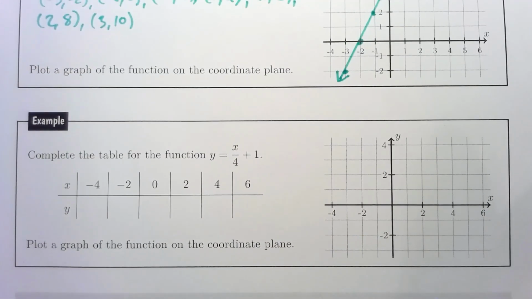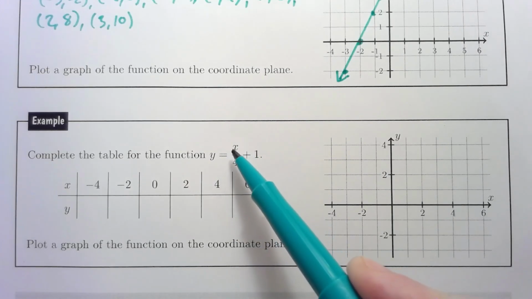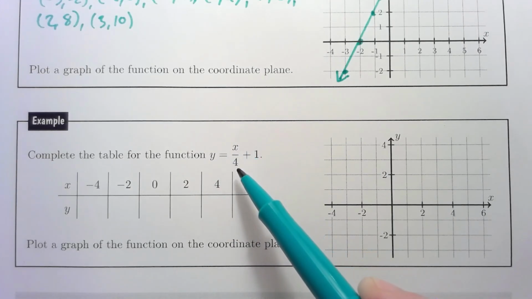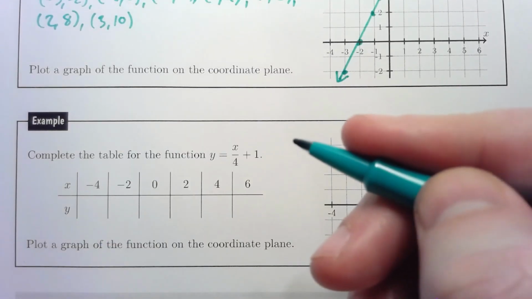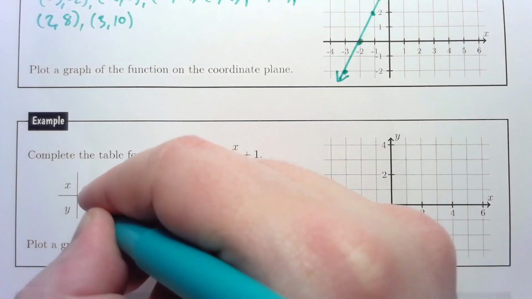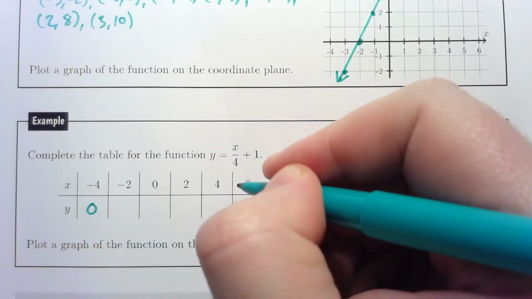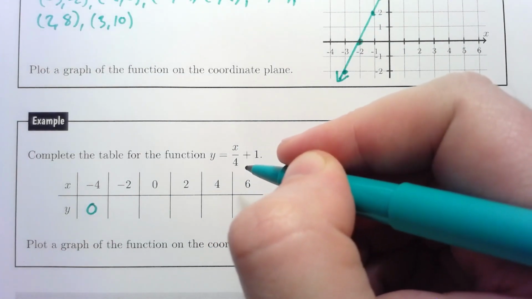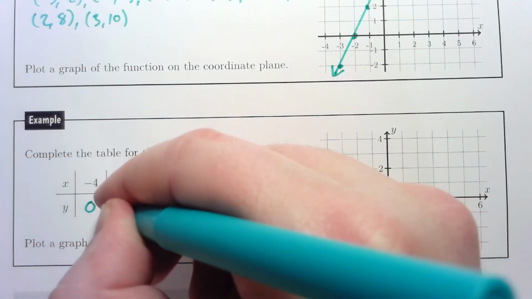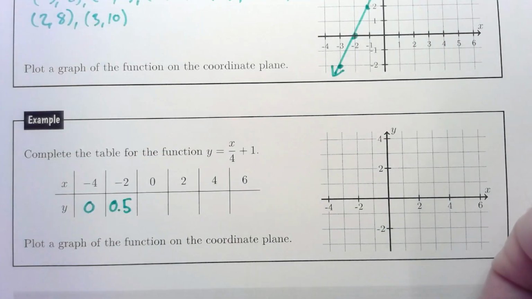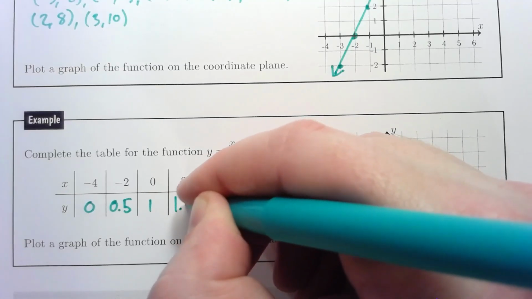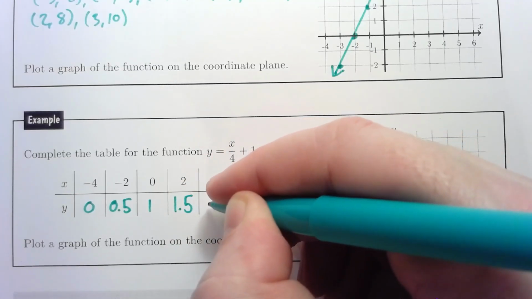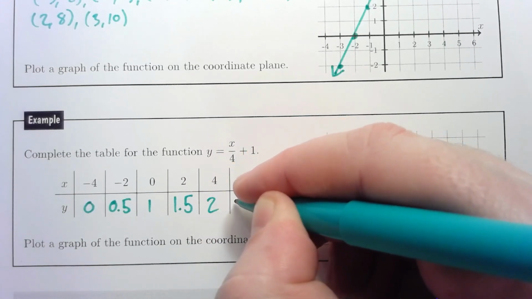Okay, let's do another example. So our function is y equals x divided by 4 plus 1. So negative 4 divided by 4 is negative 1 plus 1 is 0. Negative 2 divided by 4 is a negative half plus 1 would be 1/2. I'm going to write them as decimals here for convenience. And we can go through, assuming we remember how to do this from our last couple of lessons, and fill out the rest of the table.